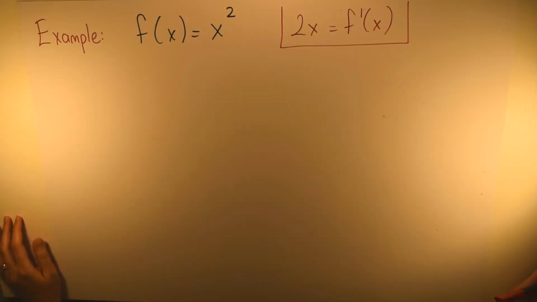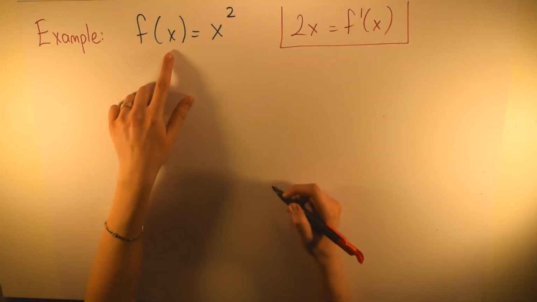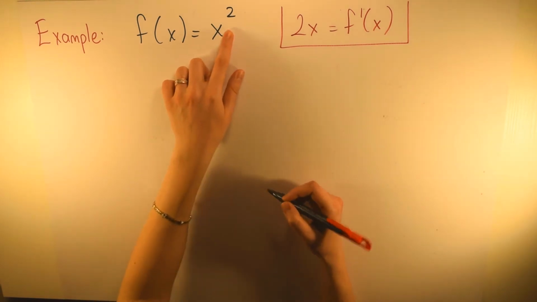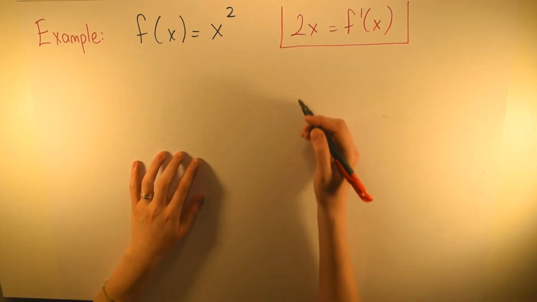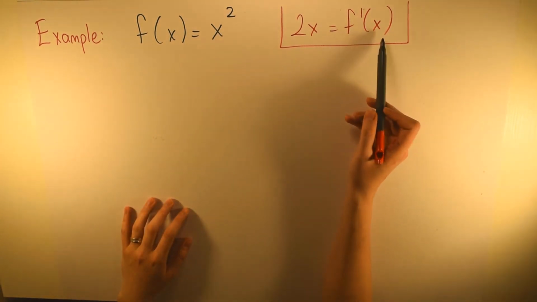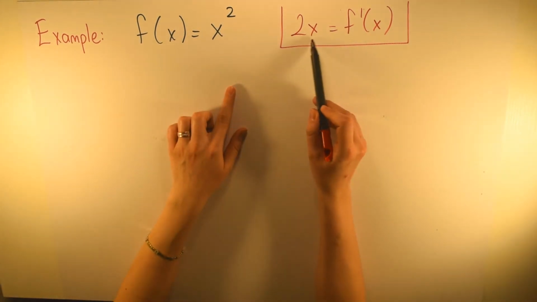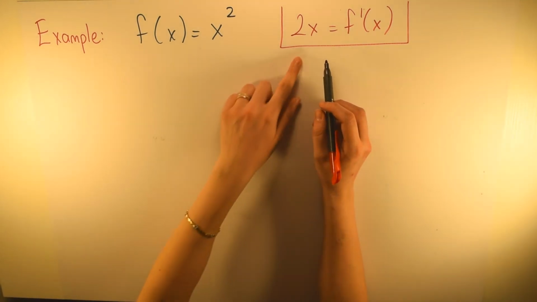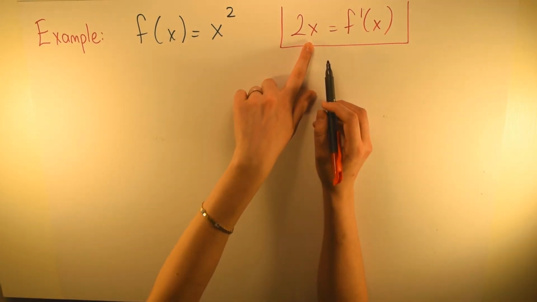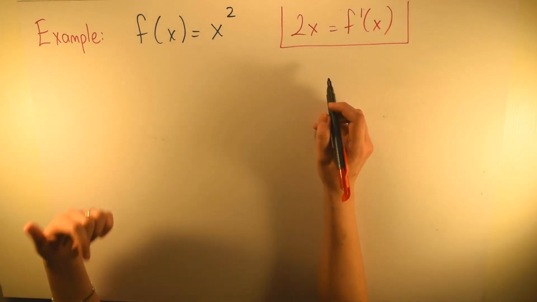Now let's look at this example. Here we have f of x is equal to x squared. So maybe you know from your classes the derivative of x squared is equal to 2x, right? So let's see how we get this answer by using the previous formula that we learned.